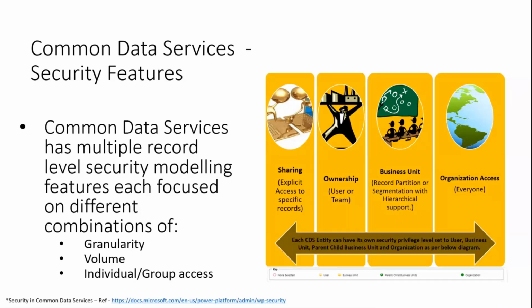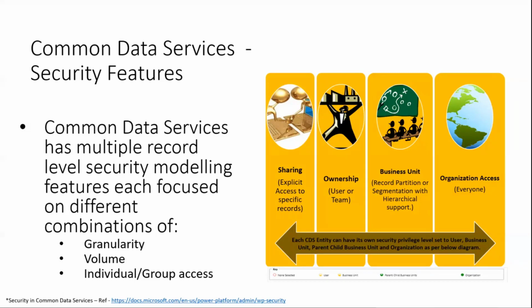You can explicitly share individual records with people that have access to the CDS instance, right? You can have ownership of records. Each user can be an owner of a record, or a team can be an owner of a record. You get that out of the box as well. Then you have business units. Think of this as a firewall or a record partition or segmentation of your data within an entity. If you want to segment it for specific user groups or people, you can do that out of the box.